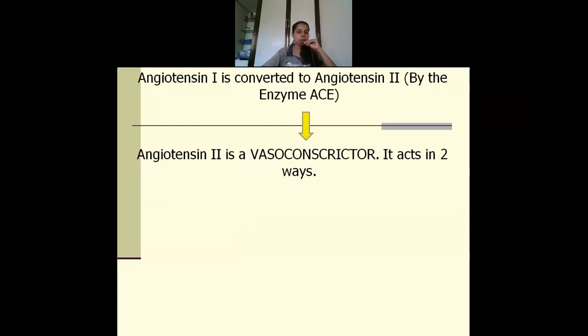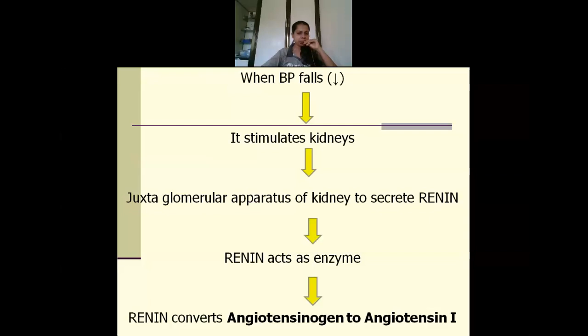So this was regarding the mechanism that happens when the blood pressure falls. I'll just recollect it fast. When BP falls, it is detected by the kidneys. So it will stimulate the juxtaglomerular apparatus of the kidney to secrete more renin. So renin is an enzyme which converts angiotensinogen to angiotensin 1.